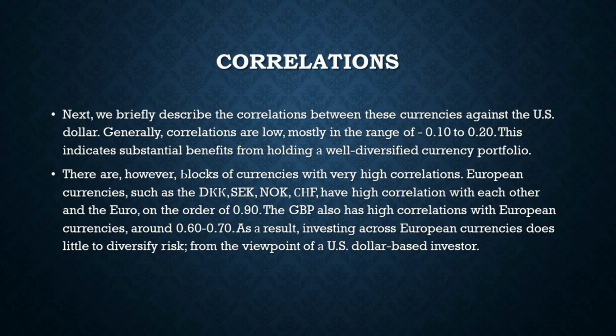There are, however, blocks of currencies with very high correlation. European currencies such as the DKK, SEK, NOK, and CHF have high correlation with each other and the euro, on the order of 0.90. The GBP also has high correlation with European currencies, around 0.60 to 0.70. As a result, investing across European currencies does little to diversify risk from the viewpoint of a US dollar-based investor.